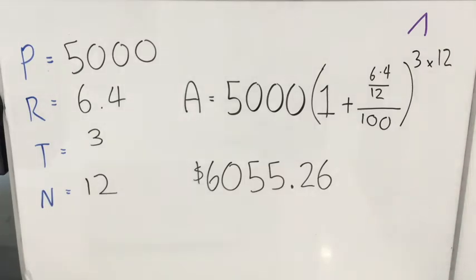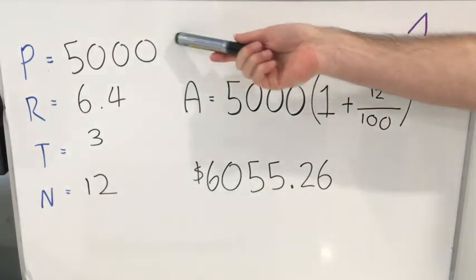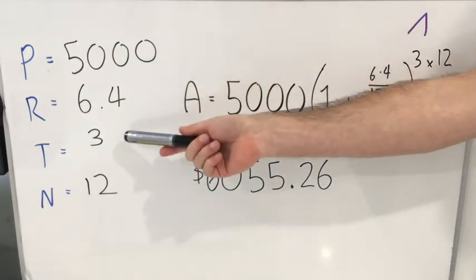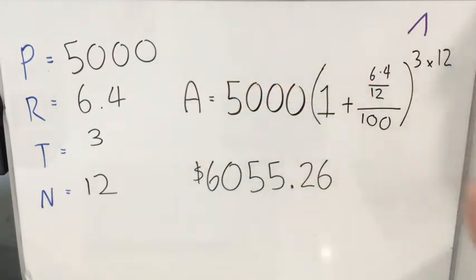So this number here means there is now $6,055.26 in your bank account. So you put $5,000 in, but because they've been paying you interest for 3 years, you've now got $6,055 in your account. You made a profit of over $1,000 just by leaving your money in the bank. But this is a real thing, and this is exactly what banks do if you leave your money with them.